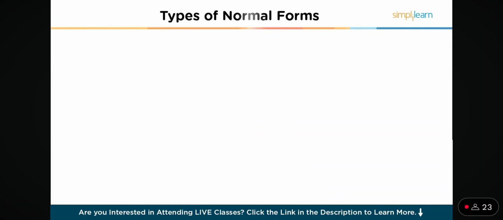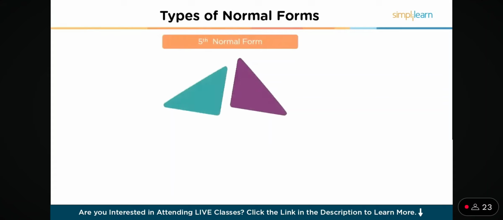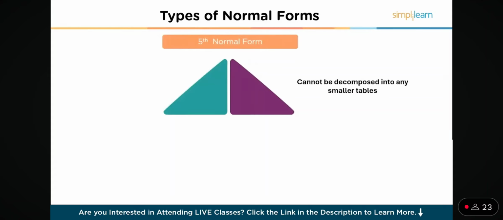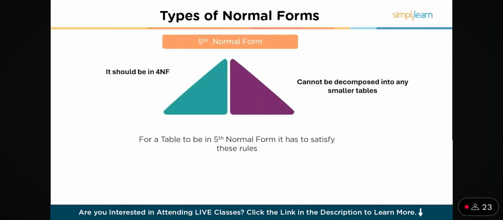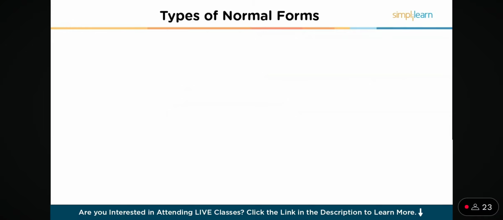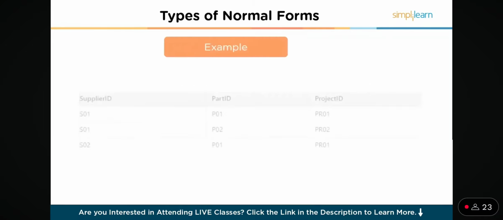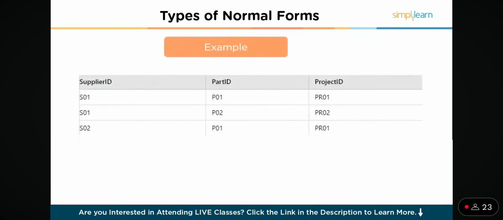Now let's talk about the fifth normal form, which is 5NF. A table is said to be in fifth normal form if it is in 4NF and cannot be decomposed into any smaller tables without losing information, also known as join dependency. Let's consider an example of fifth normal form. This is a table here that records the relationship between suppliers, parts, and a project. The problem with this table is the join dependency.